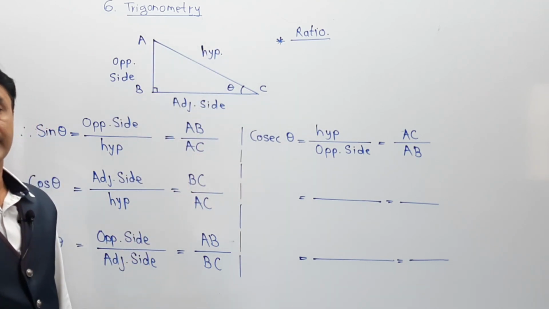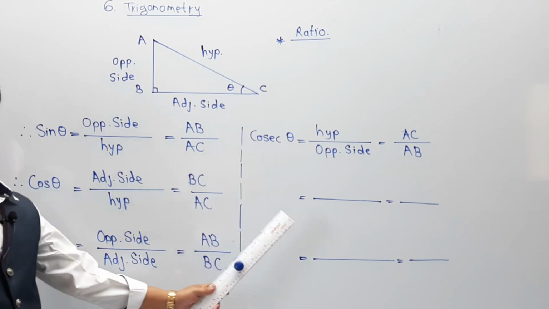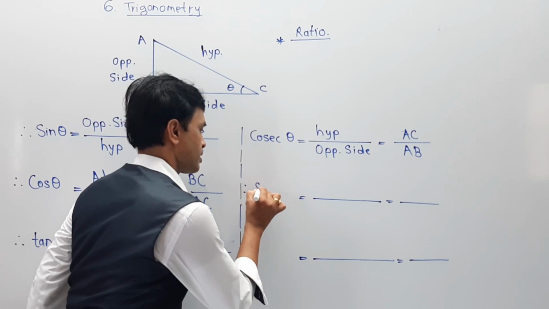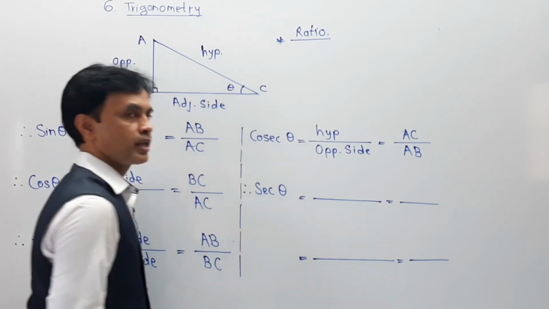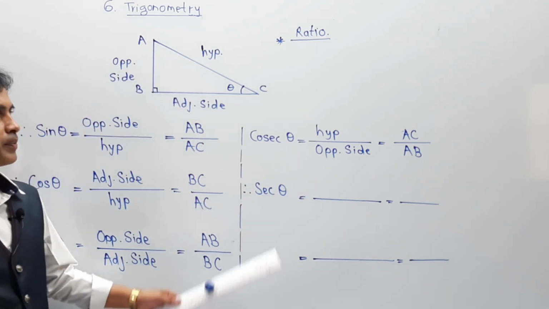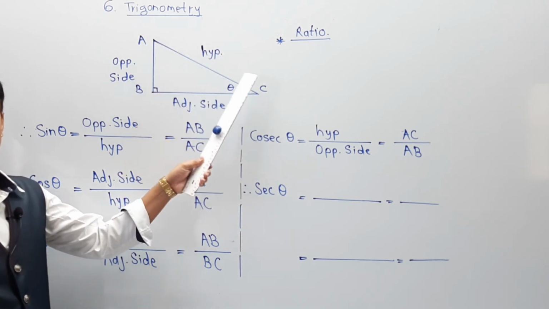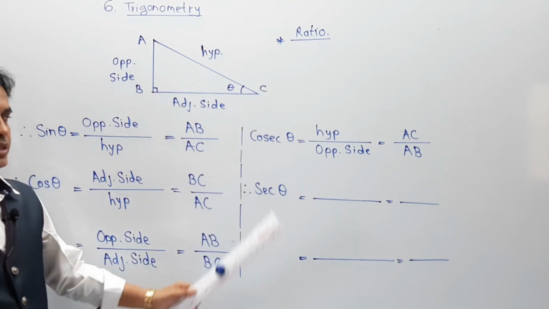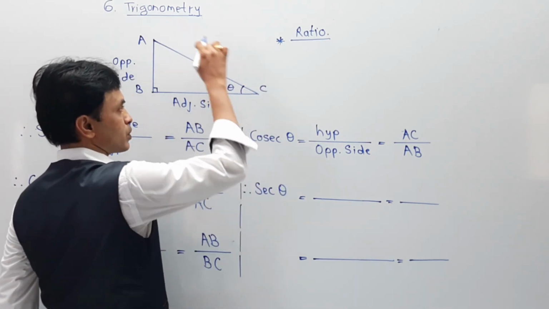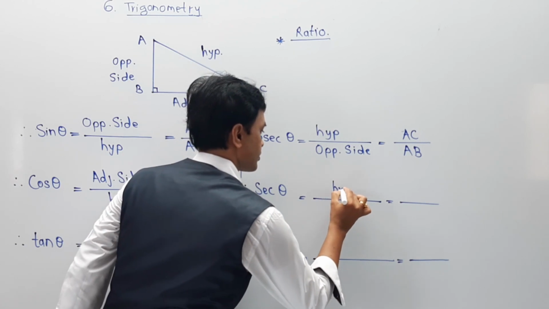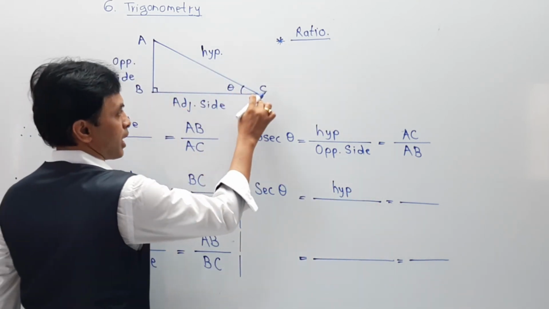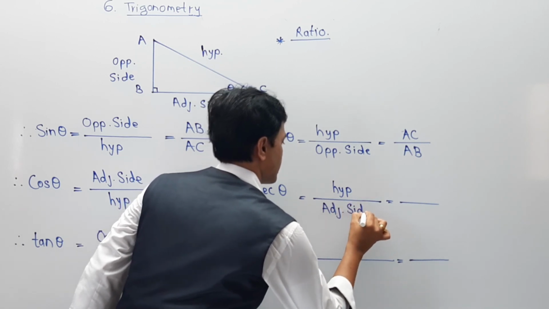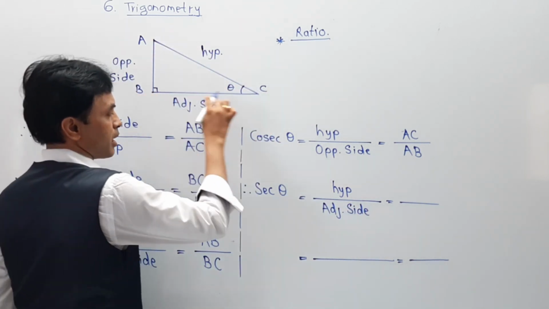Now the next formula is the reciprocal of cos theta, which is indicated as sec theta. What exactly do we mean by sec theta? Sec theta is nothing but hypotenuse upon adjacent side, meaning AC upon BC. So sec theta is equal to hypotenuse upon adjacent side, that is nothing but AC upon BC.